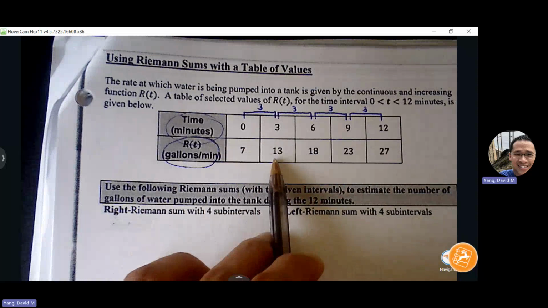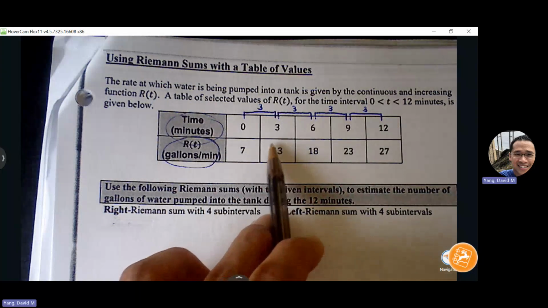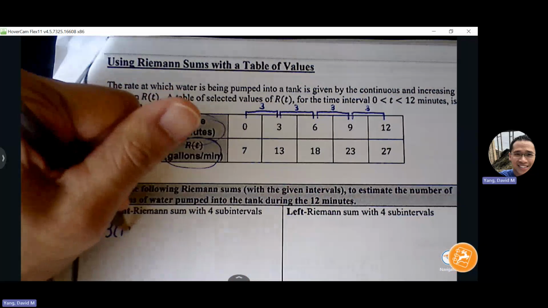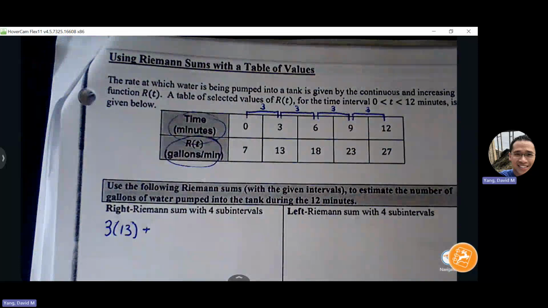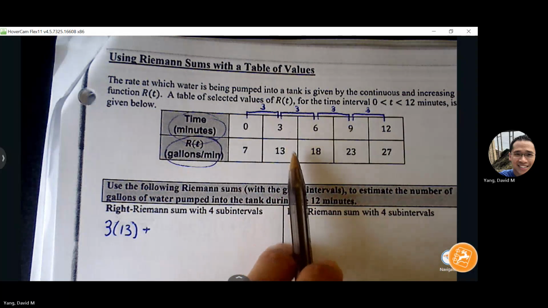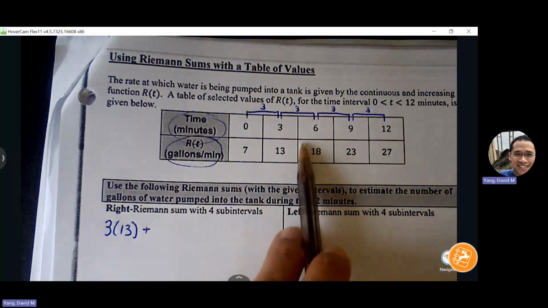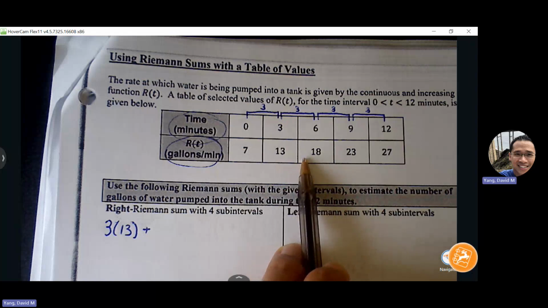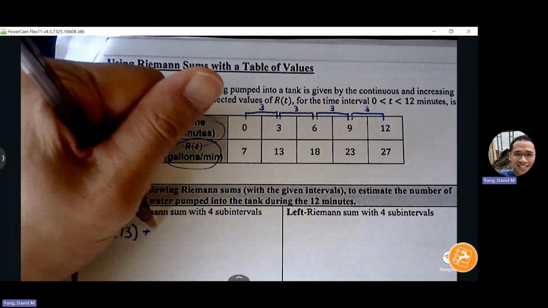So these are my y values. So the height of my first rectangle is going to be 13. So 3 times 13. That is the area of my first rectangle. Second rectangle, width is 3 and a height of what? 18. I want to choose the right endpoint. 13 is the left endpoint, left height of my second interval, but 18 is the height of my right endpoint. Just multiplied by the right.